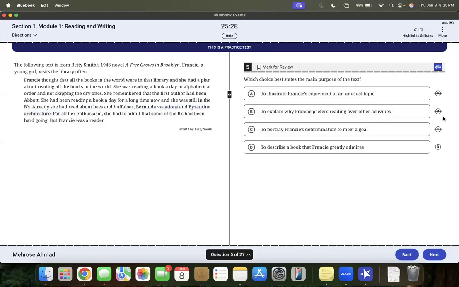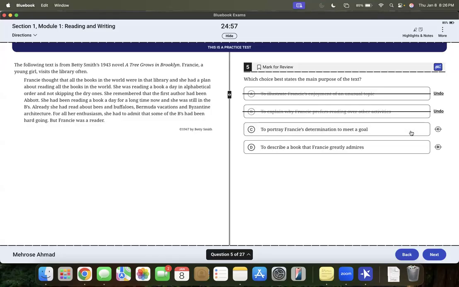Okay, again, process of elimination. A, to illustrate Francie's enjoyment of an unusual topic. Well, no, because there is no one topic focused on. The whole point of the passage is she's reading all the books in the library in alphabetical order. Some books are about bees, others about buffalo, etc. So there's not one unusual topic she's enjoying. B, tempting, because it seems like she does prefer reading because that's what she's doing, but there are no other activities mentioned, so this is a distractor answer.